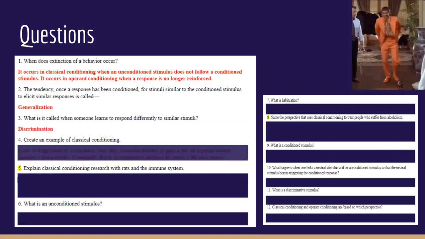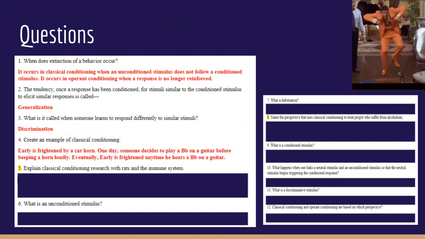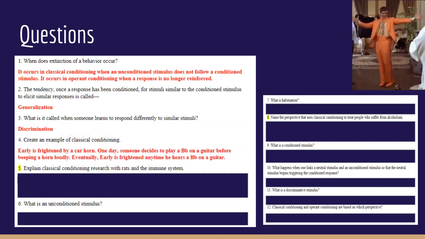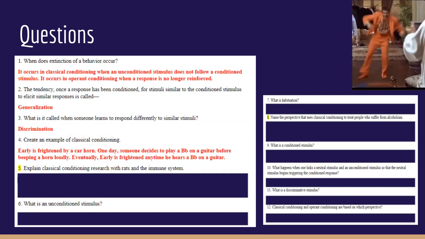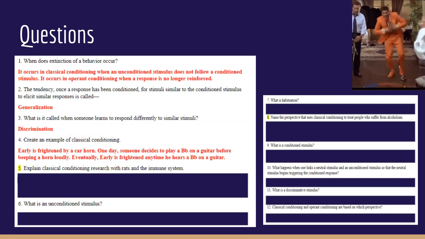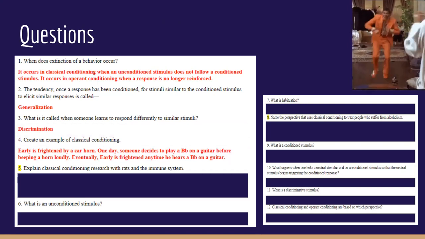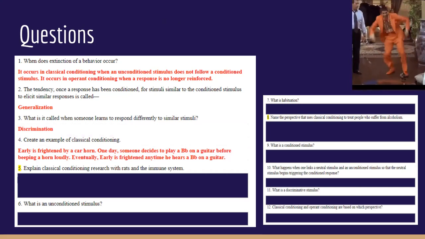Create an example of classical conditioning. Okay, Early is frightened by a car horn. One day, someone decides to play a B flat on the guitar before beeping a horn loudly. Eventually, Early is frightened anytime he hears a B flat on guitar. So it's like, and then he's afraid of that.